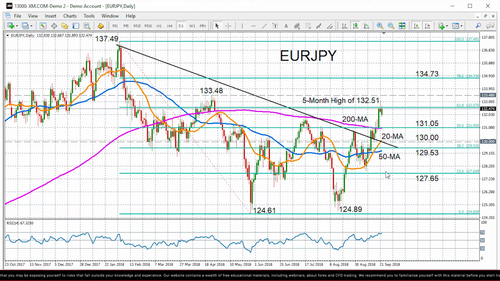We could see another sharp sell-off towards the bottom of that medium-term neutral range, which is around 124.60. So 124.61 was in fact that near one-year low we saw back at the end of May. A breach of that low could signal a return to downtrend. In the medium term, though, the neutral picture is still holding until we see a break either side of that neutral range.